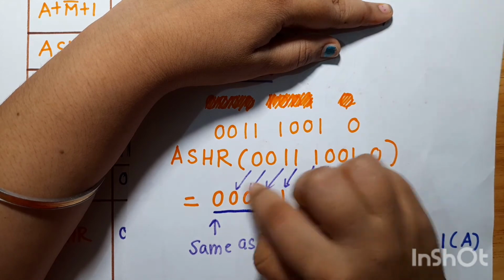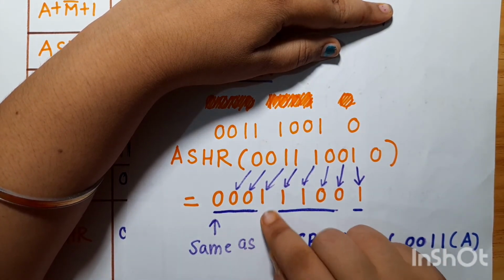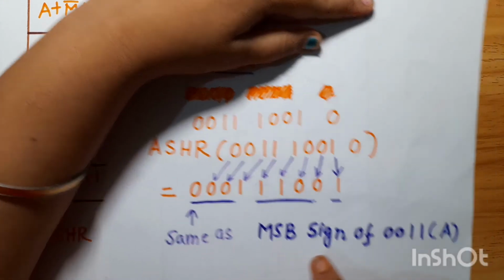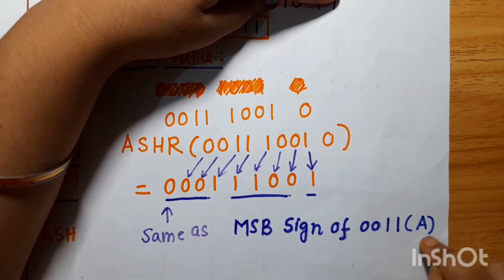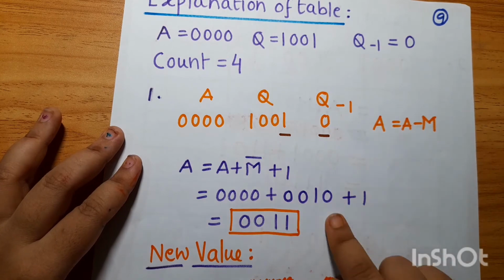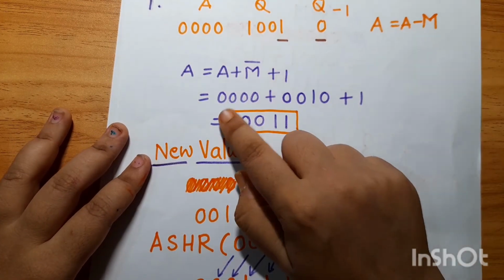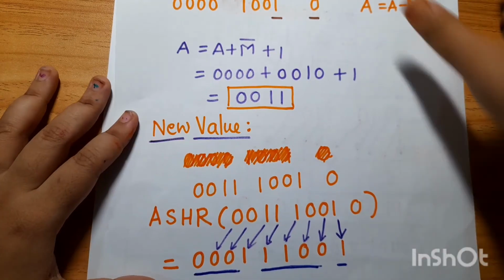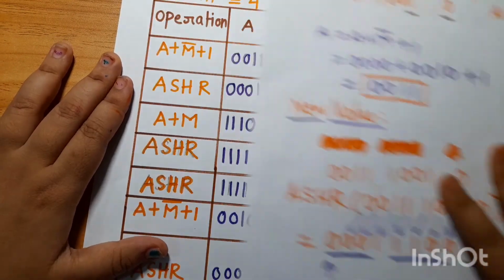So this is now the updated value of A, also 0001, same as the MSB of 0011, that is the A. Okay, the sign bit remains the same. 2 steps: A equal to A minus M, that is A plus M bar plus 1, and the arithmetic shift right. Both these things I will show in the table.